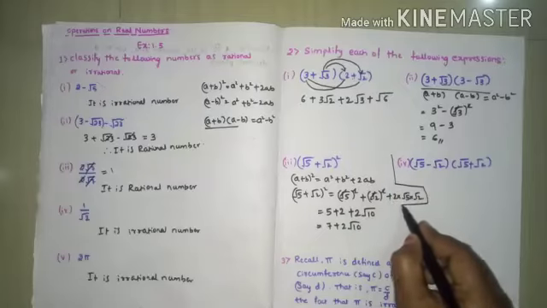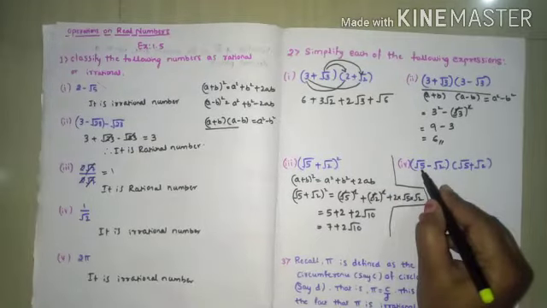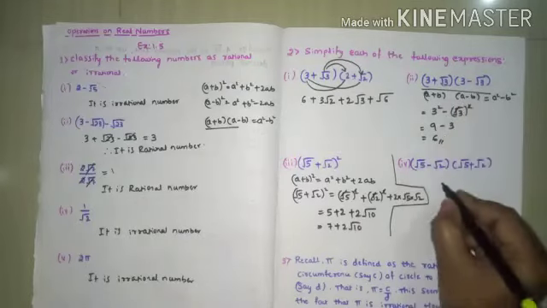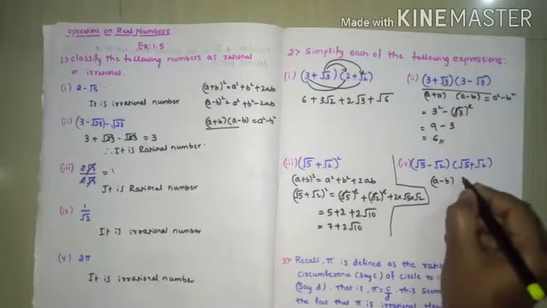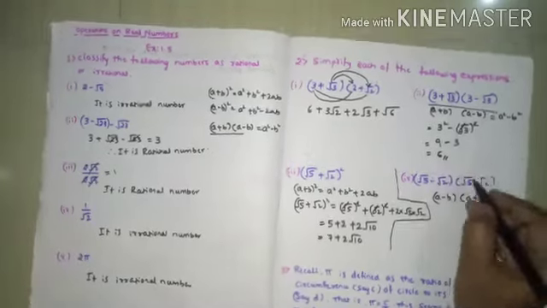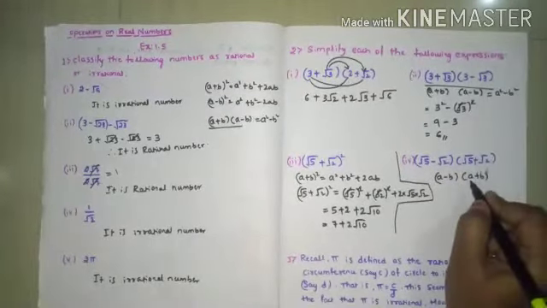Now we'll see the next sum, this one. Root 5 minus root 2, root 5 plus root 2. We can use the same identity here too: (a minus b)(a plus b). Here a plus b is there first, here a minus b. You can rearrange like this. We can write like this, no problem.